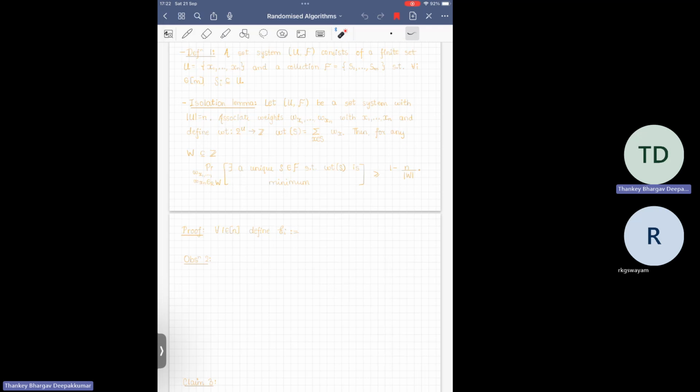So there must be an element in S1 which is not in S2, right? So what we'll do is we'll fix the weights of every other element at random, and then we'll argue. So this is sort of the overall idea of what's going to happen in the proof.